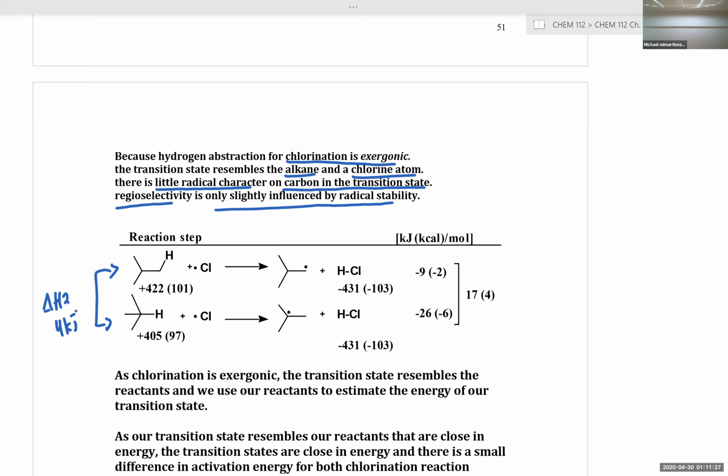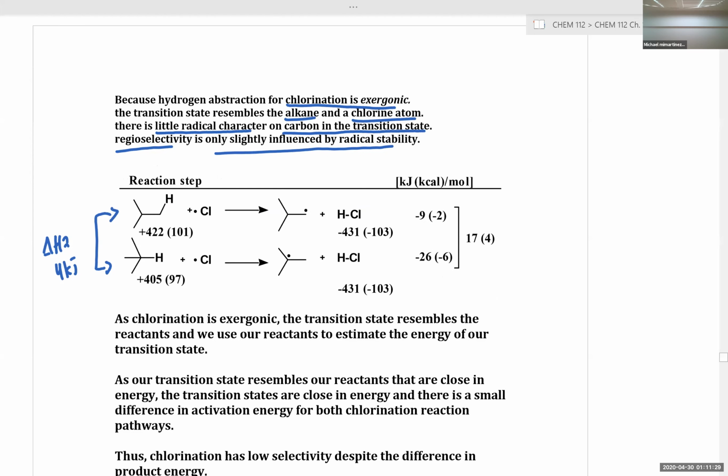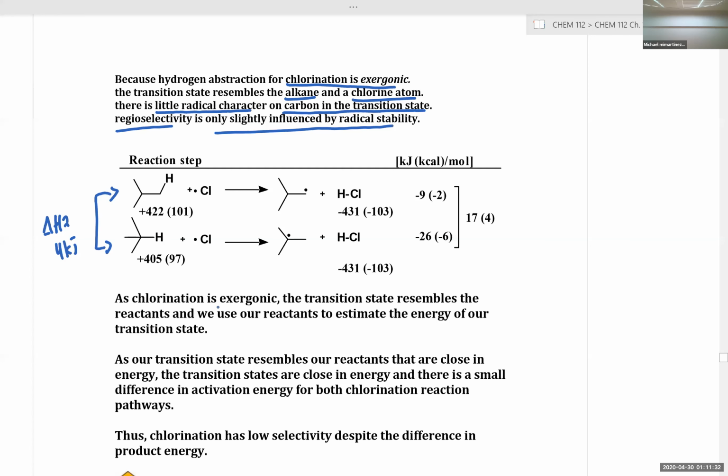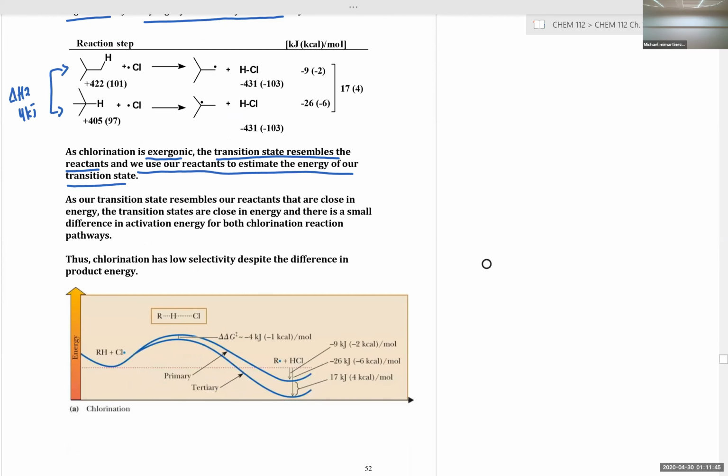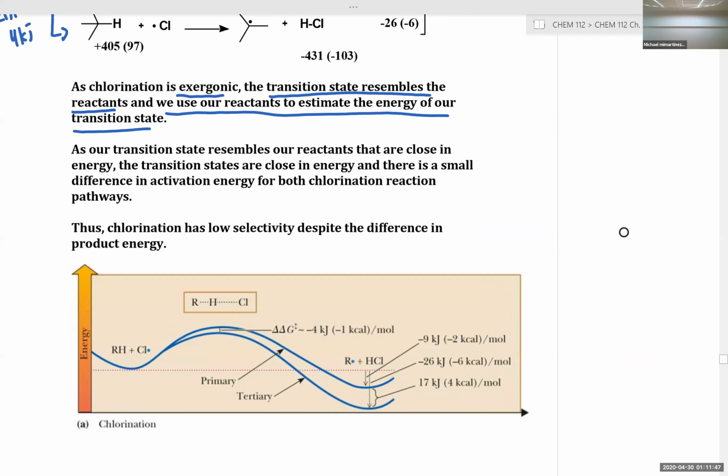It's a pretty small difference. Okay. So, as chlorination is exergonic, the transition state resembles the reactants, and we use the reactants to estimate the energy of our transition state. Now, unfortunately for us, as our transition state resembles our reactants that are close in energy, the transition states will be close in energy. And there is a small difference in activation energy for both chlorination pathways.